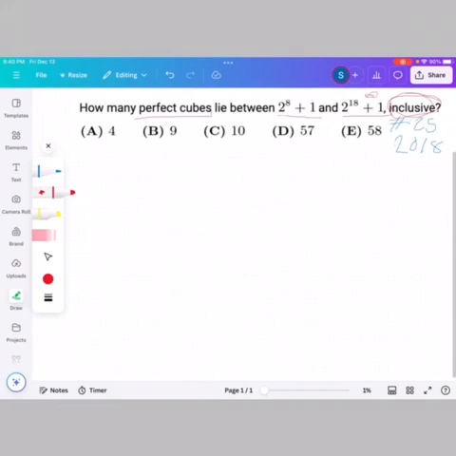Okay, so this problem seems fairly simple enough until you remember that we don't get calculators on the AMC8. So there's no way we can do 2 to the power 18 by hand, right? And even if we do, how are we going to find the perfect cubes between them? Okay, so how can we approach this?